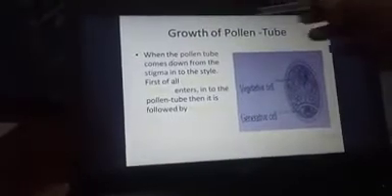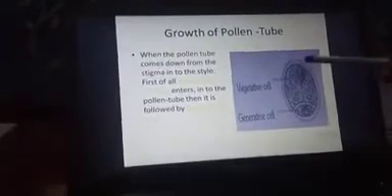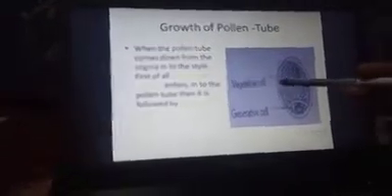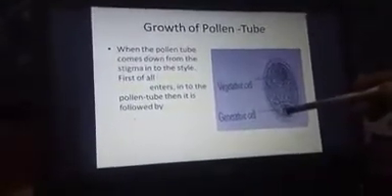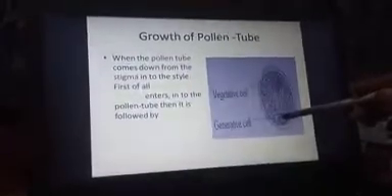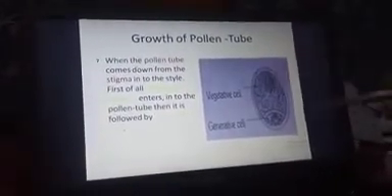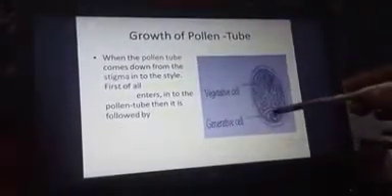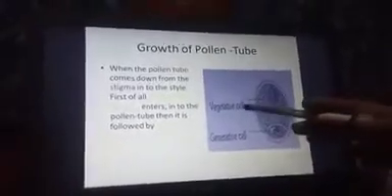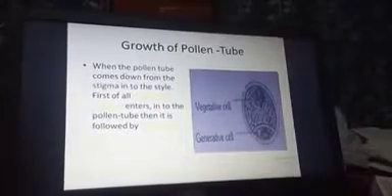Now, the growth of the pollen tube. When the pollen tube comes down from the stigma into the style, first of all, the generative cell, and its nucleus is known as the generative nucleus, enters into the pollen tube. Then it is followed by the vegetative cell entering into the pollen tube. So that means the vegetative nucleus enters, then the generative nucleus, into the pollen tube.